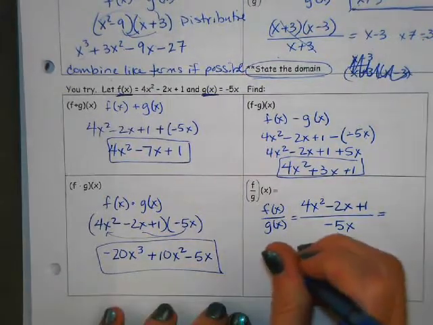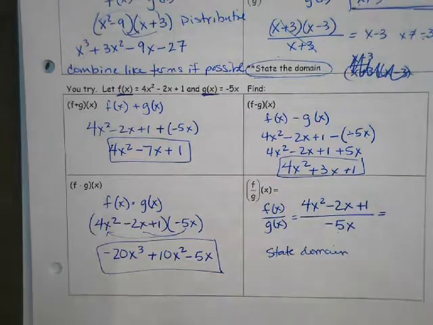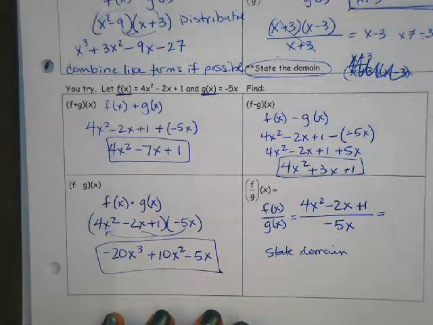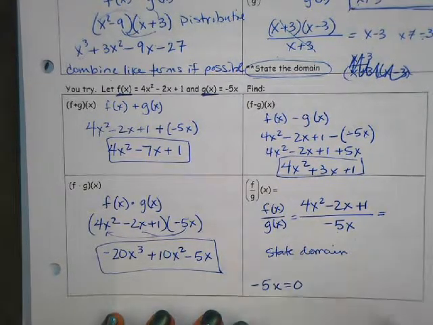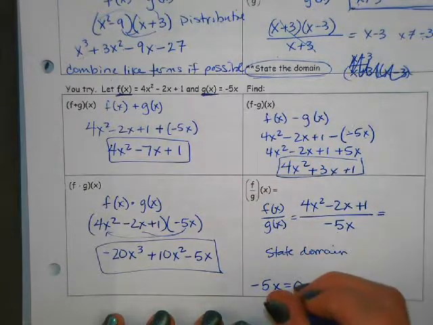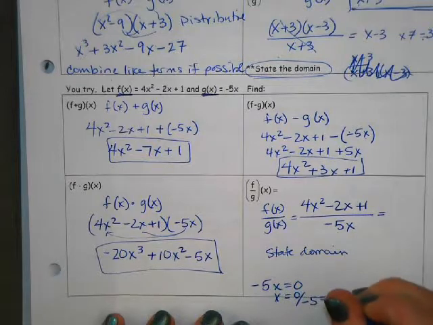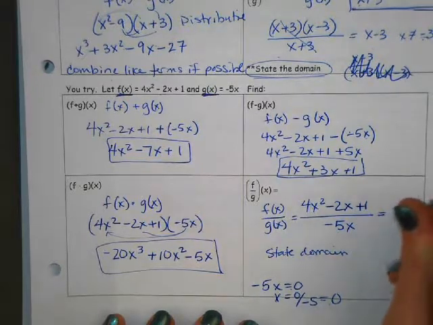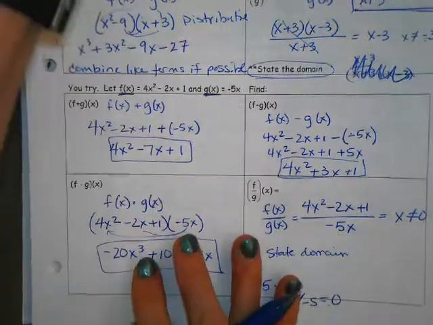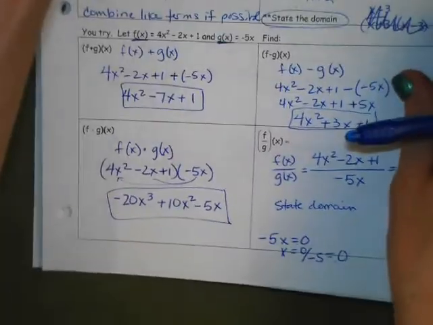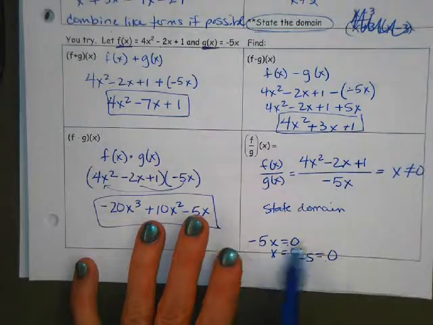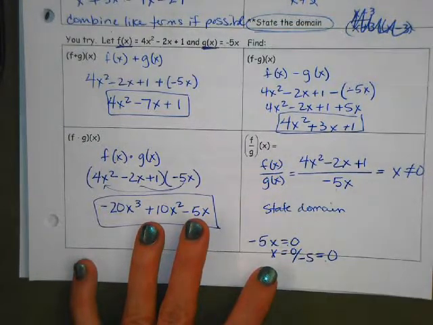So then you have to state the domain. What you can do to make it easy, if you don't see it, is to take whatever's in the denominator and set it equal to 0. So I'm going to do negative 5x and make that equal to 0, and then solve for x. So x equals 0 divided by negative 5, so therefore x equals 0. That is what it cannot equal. So then you say x cannot equal 0. Basically, what is the value that x cannot be? If you can't see that, then just set the denominator equal to 0, solve for it, and that is what it cannot be.